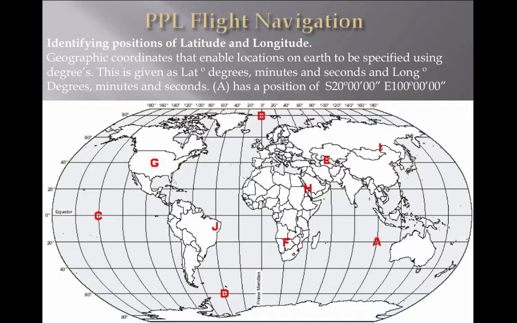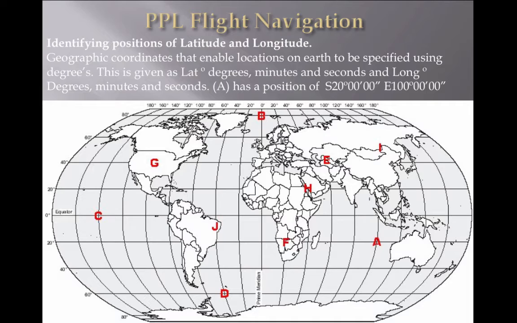One of the key things that we will be asked to do within the exam is to be able to identify geographically and through coordinates a precise location. Geographical coordinates that enable locations on Earth to be specified using degrees are given as latitude, degrees, minutes, seconds, and longitude, degrees, minutes, and seconds. It always starts with latitude and finishes with longitude.